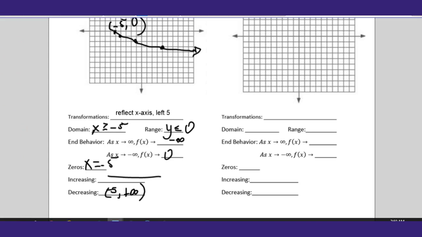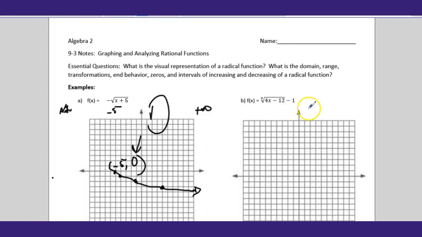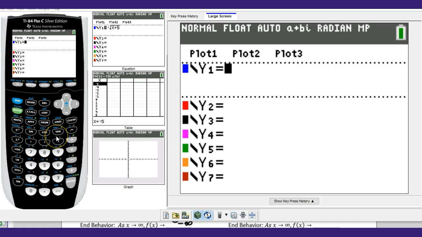Alright, let's go ahead and look at the next problem. Now let's look at this problem right here. We're going to graph that one, and that's a cube root right here. So let's go ahead and graph that. Now for this one, it's a cube root again.